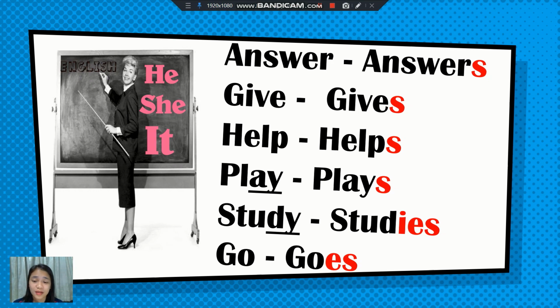And for example, another example is the word goes. So the word go ends with letter O. So you're just going to add ES. So it will be goes. So these are used in positive responses. Positive responses. They have S.